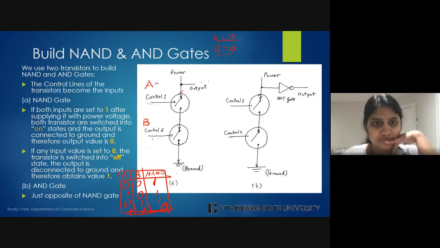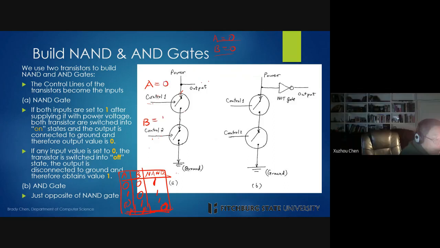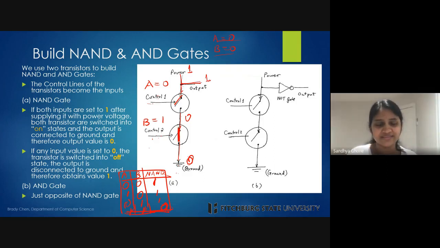Now you say A is off, so A is 0. B is 1, right? So that means this switch is connected. Now this is grounded, so it's always 0. So if this is connected, it's 0 here, and it's 0 here, because they are connected. However, this is disconnected. You apply the power here, so that means this is 1. Now these are disconnected. So the output is 1.